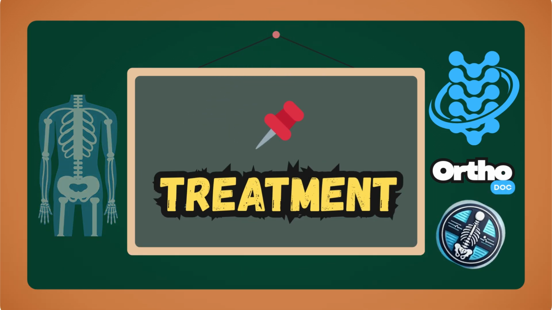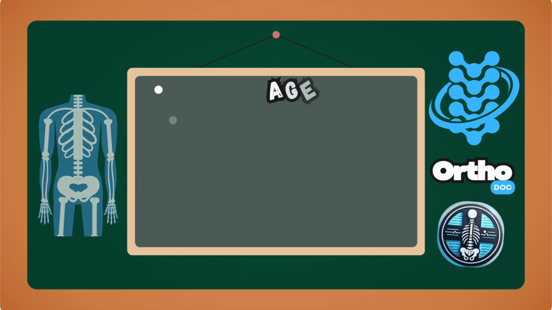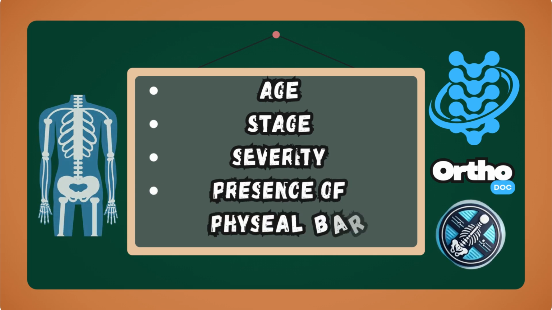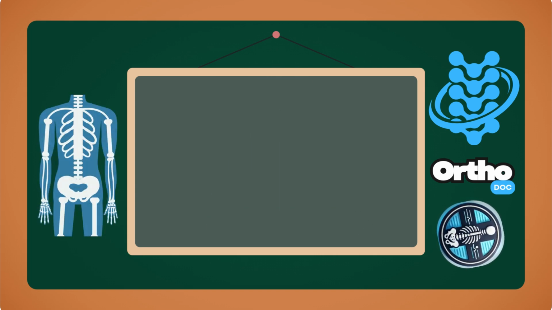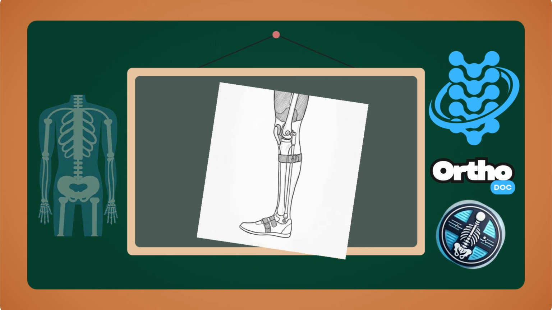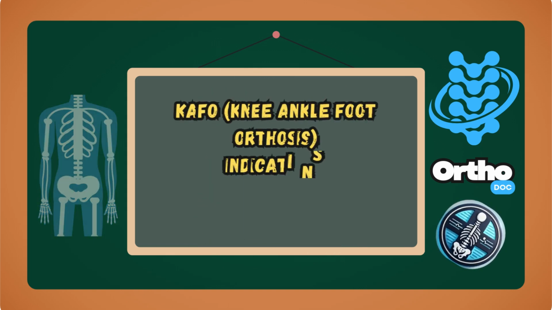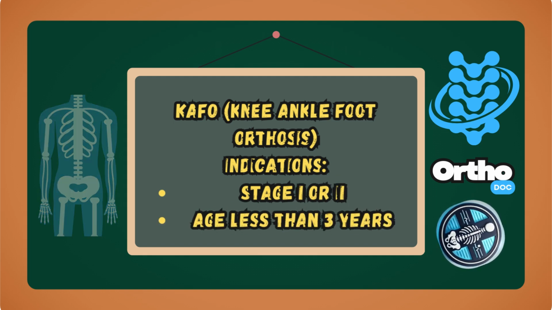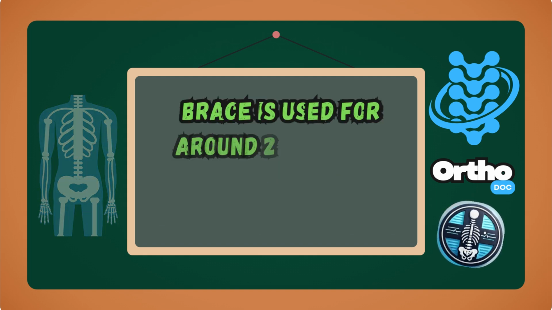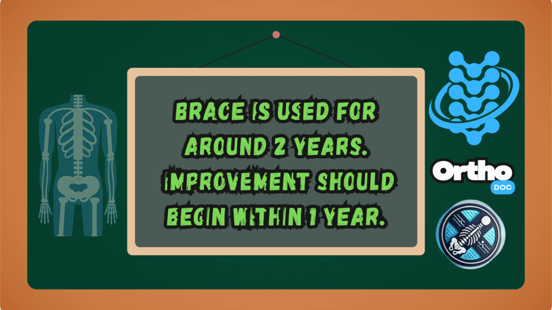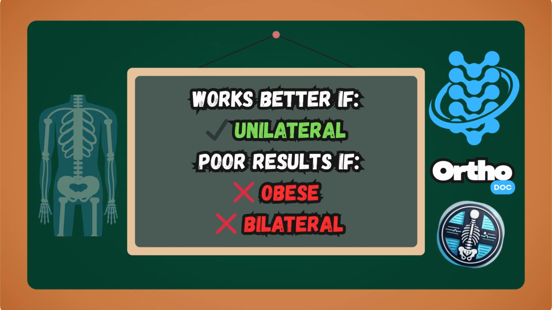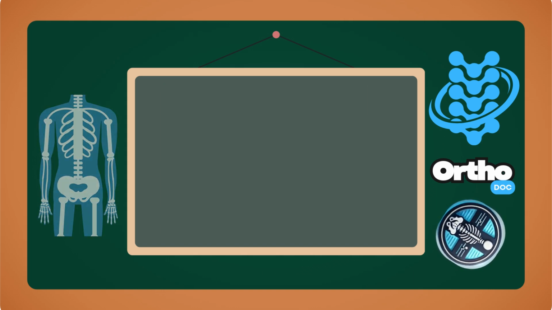Treatment is very simple. Let's break it down. Treatment depends on age, stage, severity, and presence of physeal bar. Non-operative treatment is brace, that is knee, ankle, foot orthosis. Indications are stage 1 or 2, age less than 3 years. Brace is for about 2 years. Improvement should start within 1 year. Non-operative treatment works better if it's unilateral. Poor results in obese patients and if it's bilateral.